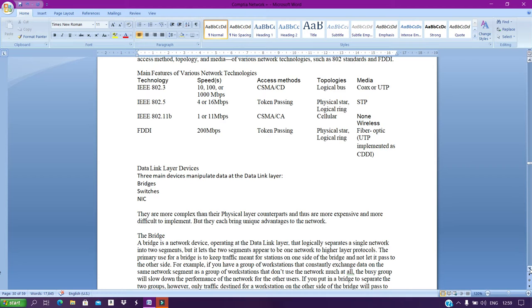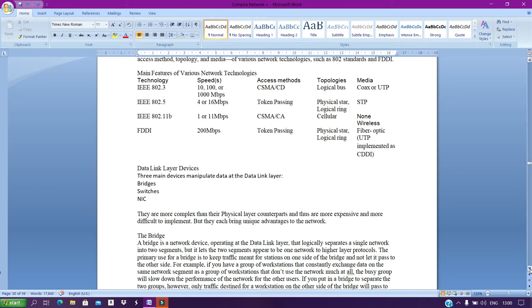IEEE 802.5: 4 or 16 megabits per second, token passing, physical star, logical ring, STP. IEEE 802.11b: 1 or 11 megabits per second, carrier sense multiple access with collision avoidance, cellular, wireless. FDDI: 100 megabits per second, token passing, physical star, logical ring, fiber optic, UTP implemented as CDDI.